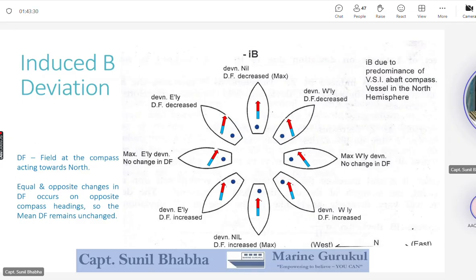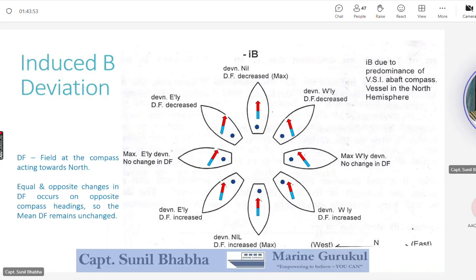And north-south component will be of the Earth's magnet that we are considering. No, the north-south component of the ship's magnetism will affect the directive force at that location. Copy, sir, will affect that. Copy.